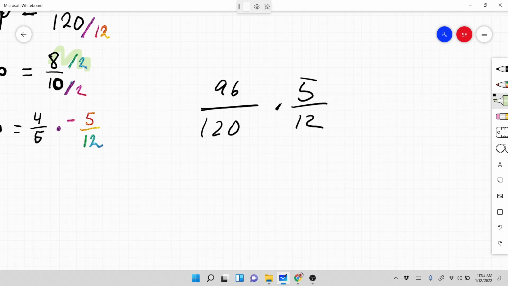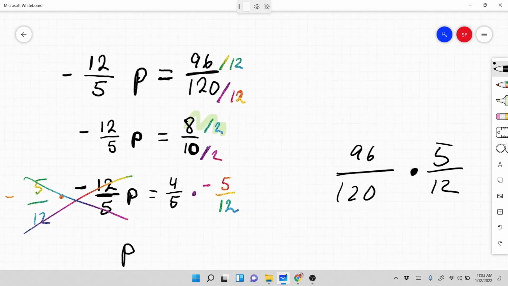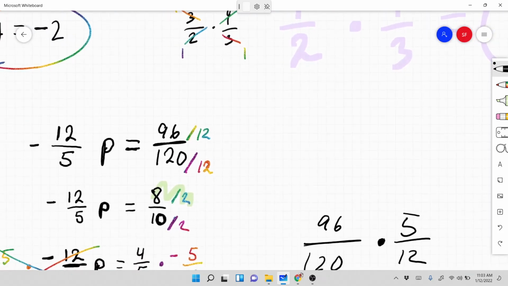Yes. That's what you should be doing right now. This is the step you should be on, going the way you're going. I mean negative, of course, but yeah, so look up here. This is where we started, right? Negative 12 fifths P equals 96 over 120, right?